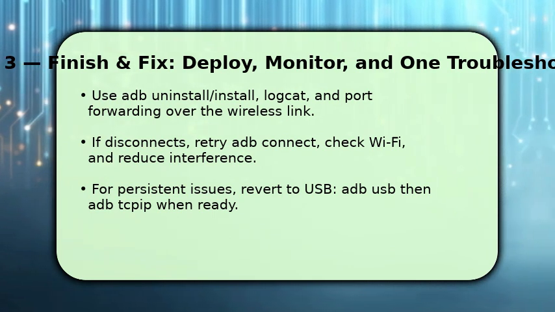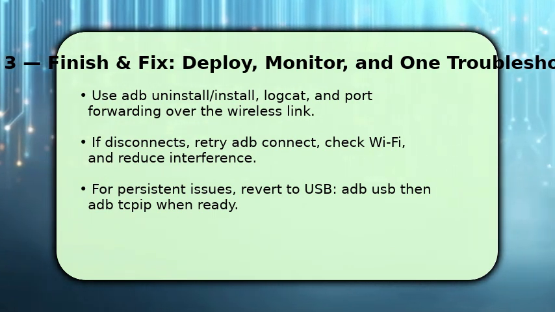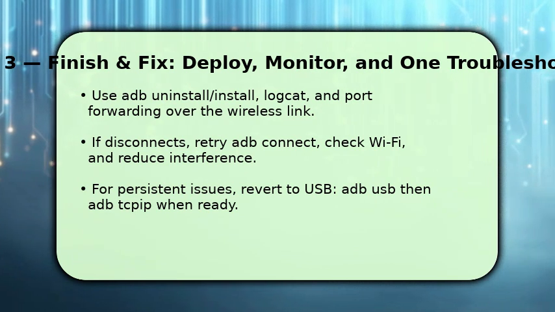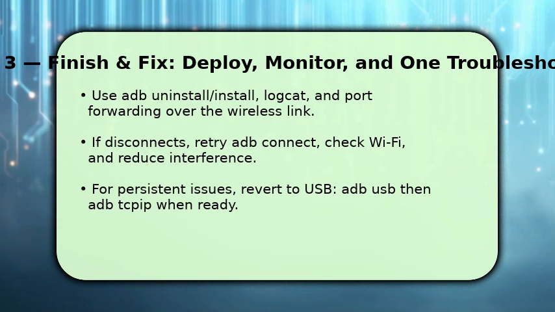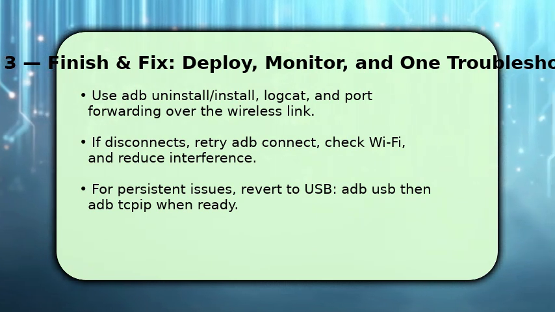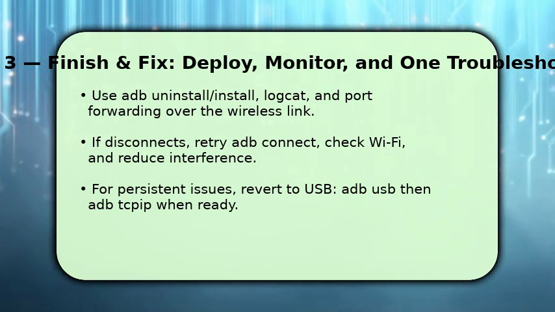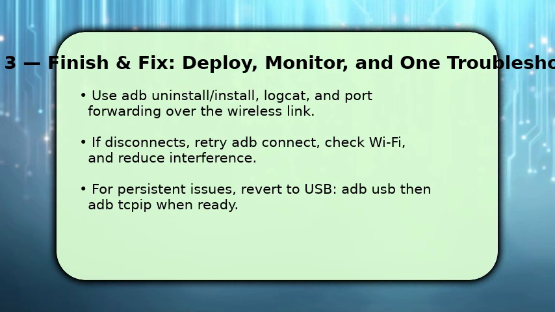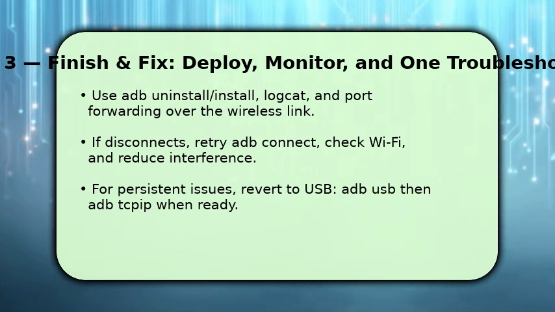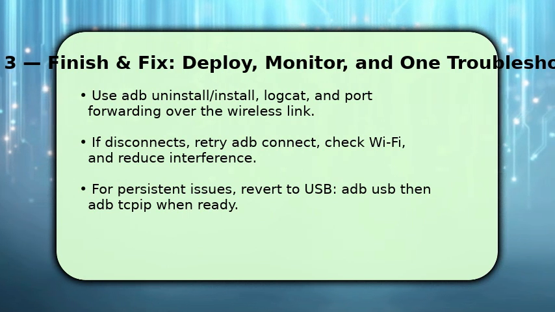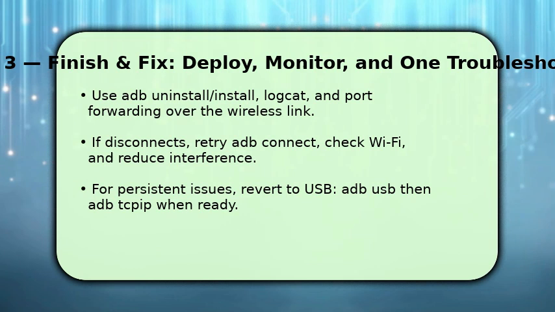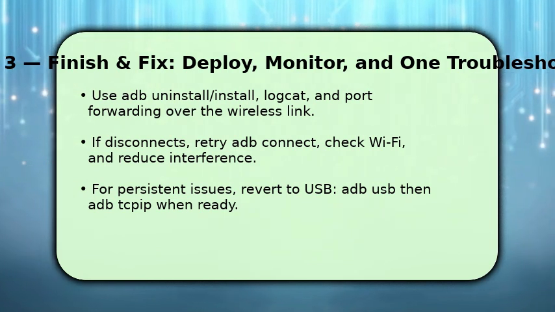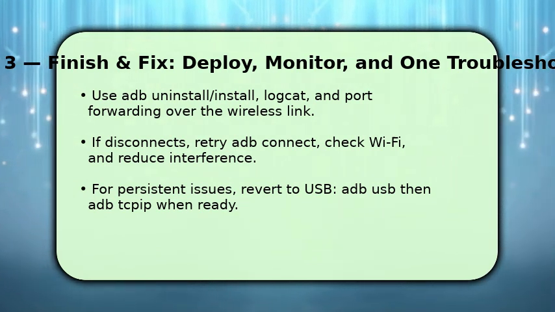If the connection drops, immediately retry adb connect and confirm both devices are on the same stable Wi-Fi. Make sure no VPN or client isolation blocks traffic, and move closer to the router to reduce interference. If problems persist, switch back to USB, run adb usb to restore wired mode, fix network settings, and then reinitiate adb tcpip 5555 and adb connect when ready.